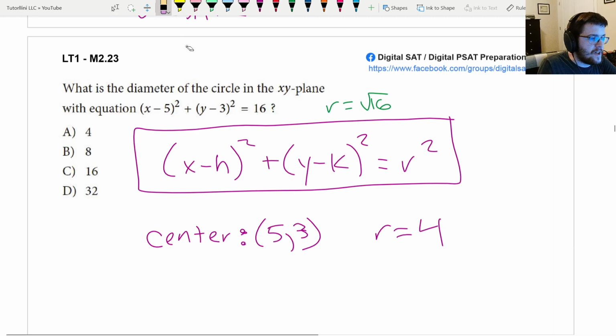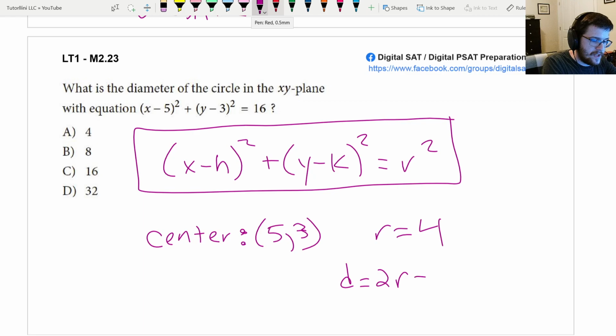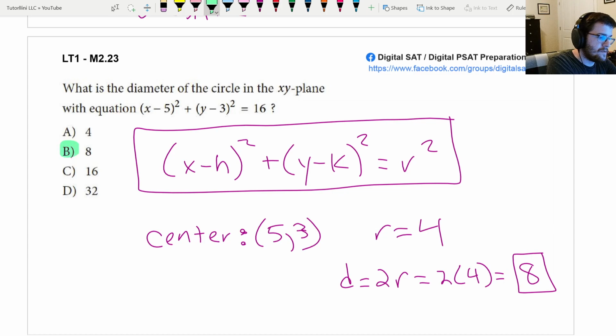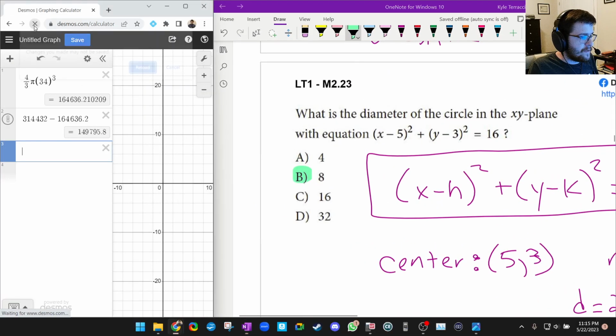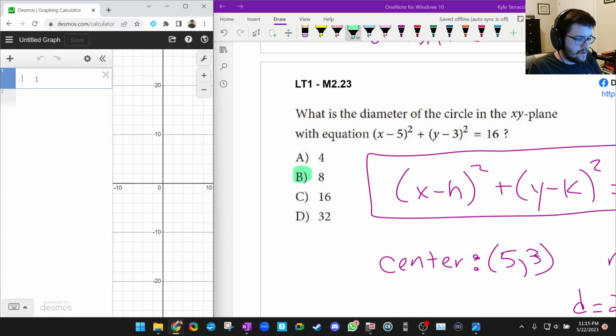They want us to find the diameter. Diameter is 2 times the radius. So we double it. Remember, we divided by 2 before. Now we're going to multiply by 2. So 2 times 4 is equal to 8. So the diameter is 8. Which is, for 23, B. Good. And of course, we can verify that we did it right on Desmos. Let's type this whole thing in.